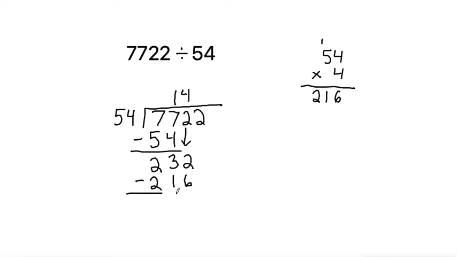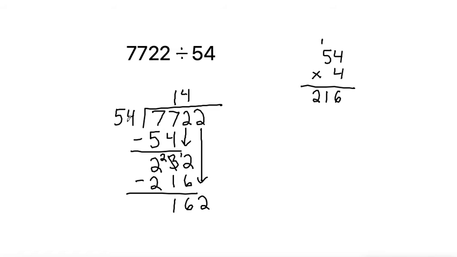We subtract. We can't do 2 minus 6, so we borrow from the 3. So 12 minus 6 is 6. 2 minus 1 is 1. And then 2 minus 2 is 0, so we can leave that blank. Then we bring down the next digit. Now we have, how many times does 54 go into 162?